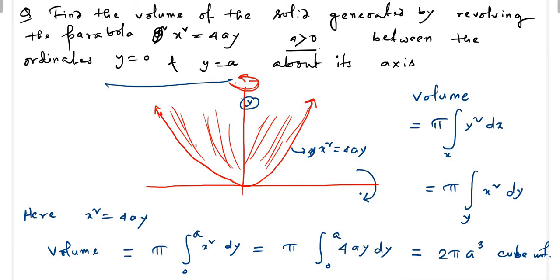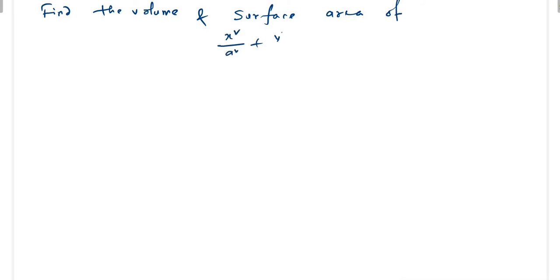Whenever the curve is possible to draw, then draw the curve. Whenever the curve is completely unknown, do not draw the curve, but calculate everywhere you can. Suppose I'm doing another problem. Find the volume and surface area of x square by a square plus y square by b square equal to 1 about x axis. This is completely a shape like an egg.